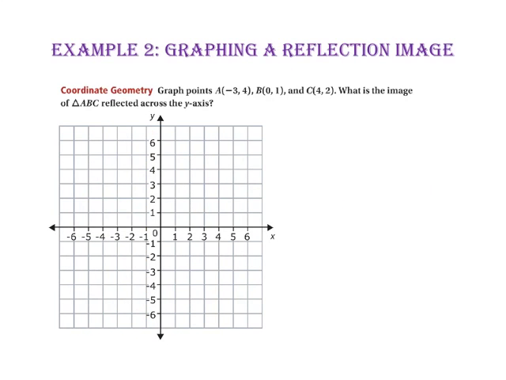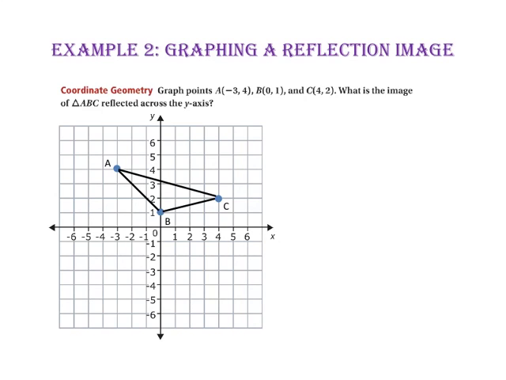In example 2, we will graph a reflection image. Graph points A, negative 3, 4, B, 0, 1, and C, 4, 2. What is the image of triangle ABC reflected across the y-axis? Let's start by graphing point A at negative 3, 4. Next, let's graph point B at 0, 1. Now let's graph point C at 4, 2. Connect points A, B, and C to form triangle ABC.